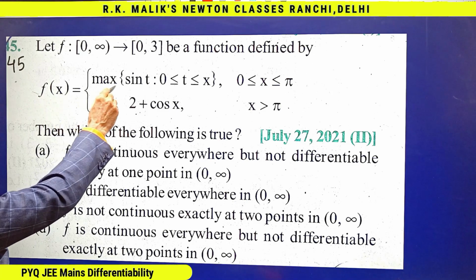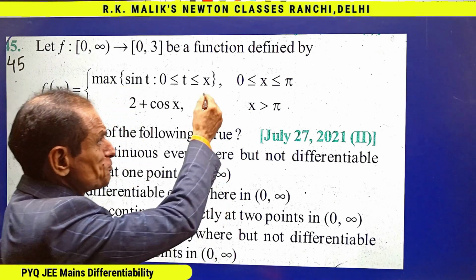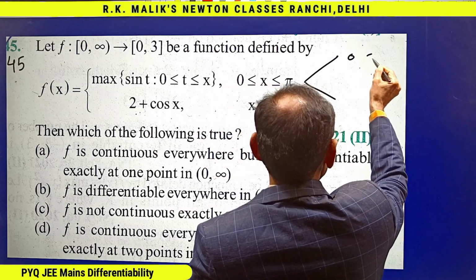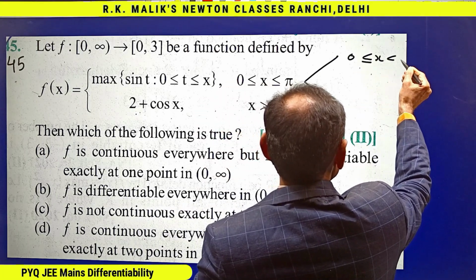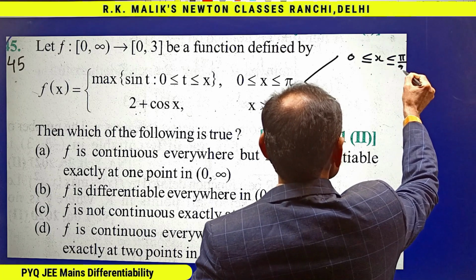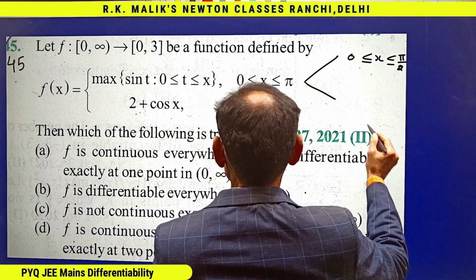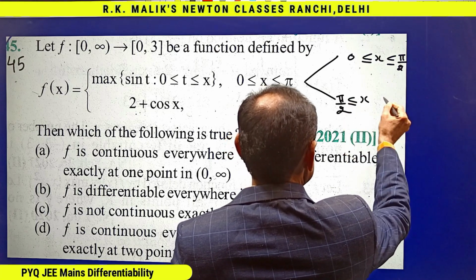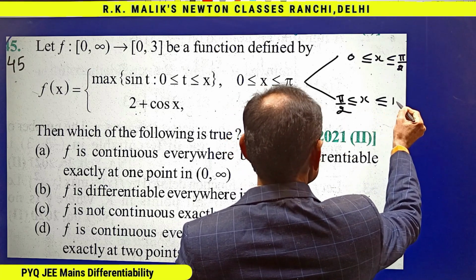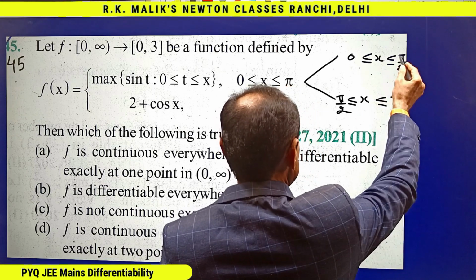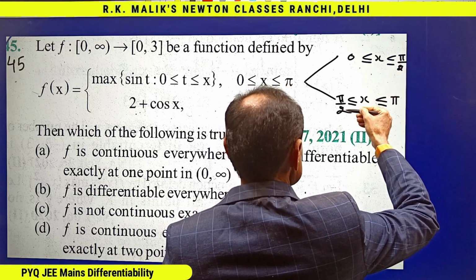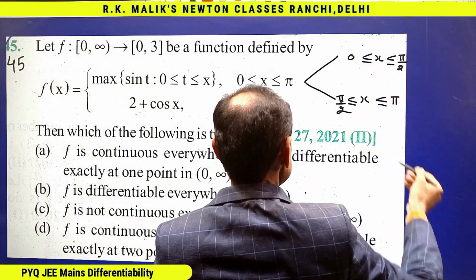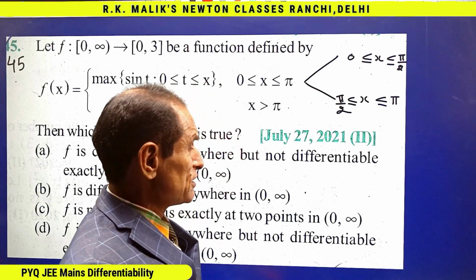Hence, in the redefined form of f(x), this part will be broken into two parts. For 0 less than or equal to x less than or equal to pi by 2, and when x lies between pi by 2 and pi. Note that pi by 2 I have taken at both places, no problem, because at pi by 2 in both the cases the value of f(pi by 2) will be the same.